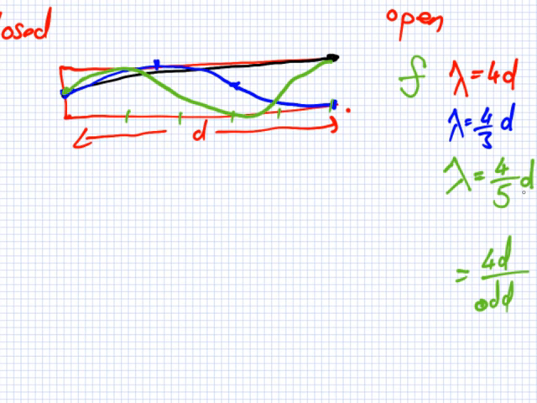Just name fundamental and harmonic. The first one is called the fundamental, and then the next ones are called harmonics. See this red one here? That's called the fundamental. And then this blue and this green are called harmonics. But sometimes people call the fundamental the first harmonic, but I usually call it the fundamental.